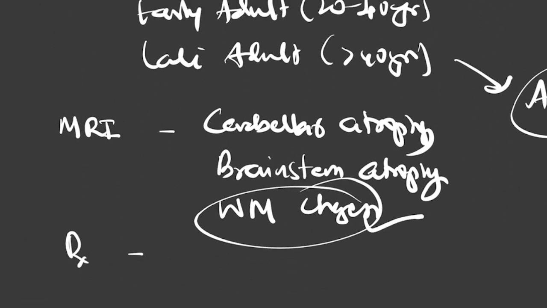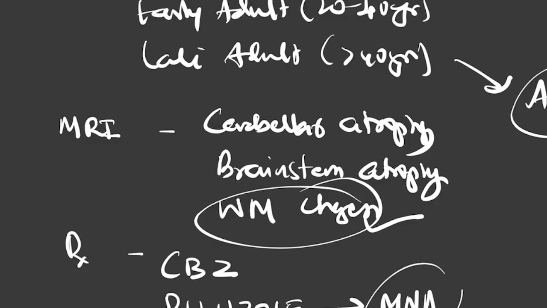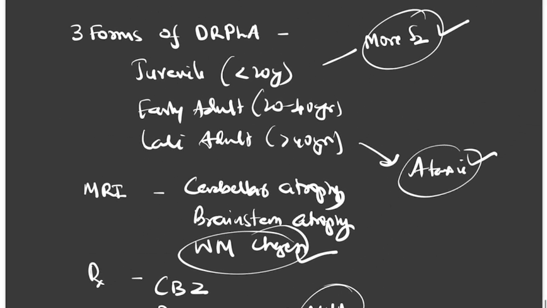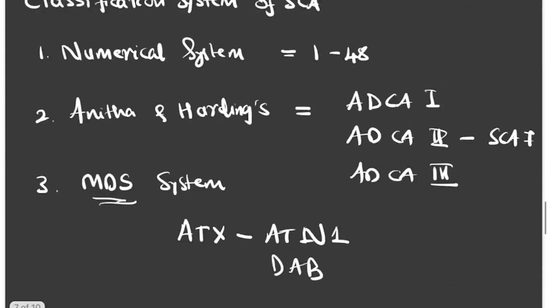The treatment for this is treatment of seizures with carbamazepine, which is the drug of choice. Then you can give riluzole. It's a free radical scavenger. Classically for MCQ, it's given in MND, motor neuron disease, but this can be tried even in DRPLA.